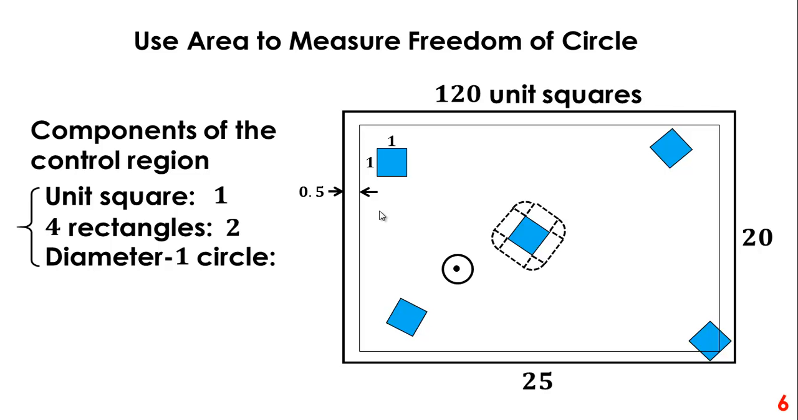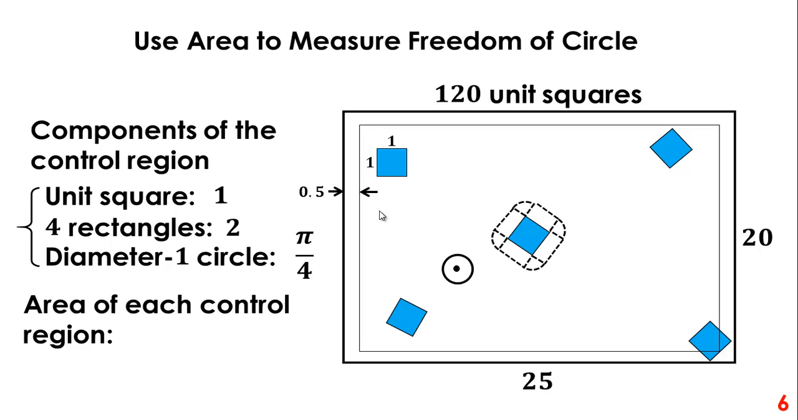The last one, 4 corners. We put 4 corners together, we will get a diameter 1 circle. So that area is pi over 4, pi r squared. Pi over 4. Total area of each control region, 3 plus pi over 4. Simple math.